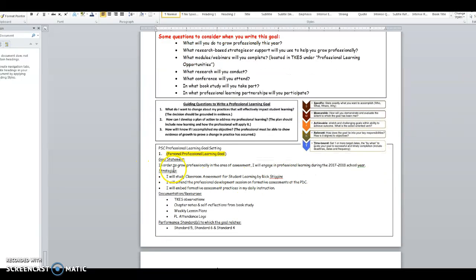So here's my first one. I want to grow professionally in the area of assessment. I'm going to engage in professional learning. What are my strategies? What am I going to do? How do I know that I've met this goal? That's my documentation and resources.